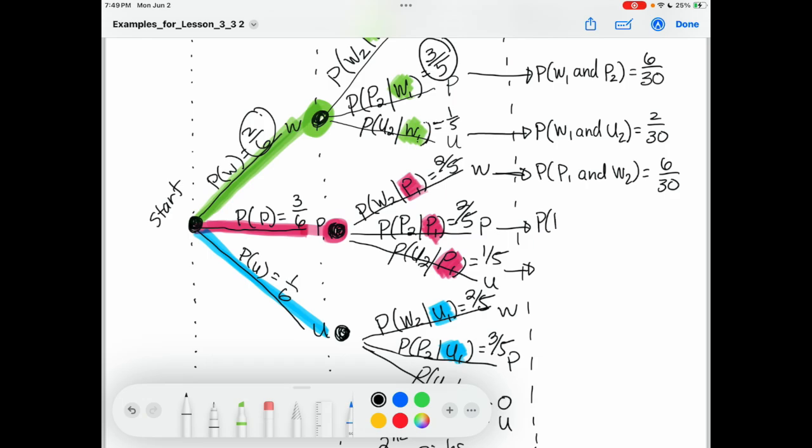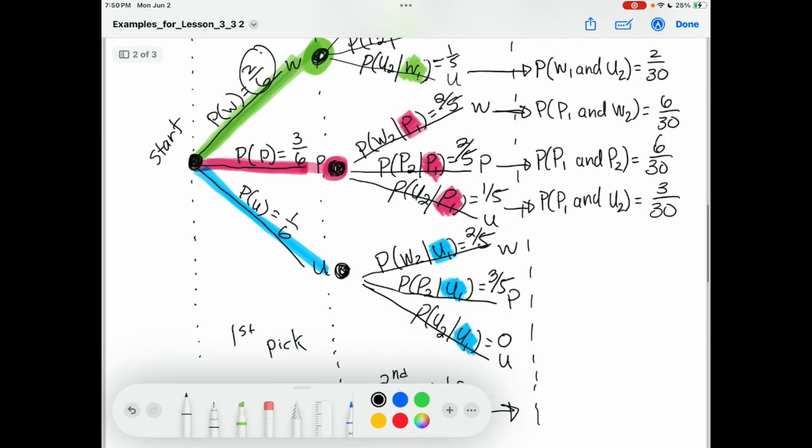When I look at the next set of outcomes, this is the probability that I have a pirate first and a pirate second. When I multiply by those probabilities, I have 3 over 6 times 2 over 5. That's going to give me 6 over 30. Now, this next one, that's where we pick a pirate first and a unicorn second. When I multiply by those probabilities, I get 3 over 6 times 1 over 5. That's going to give me 3 over 30.